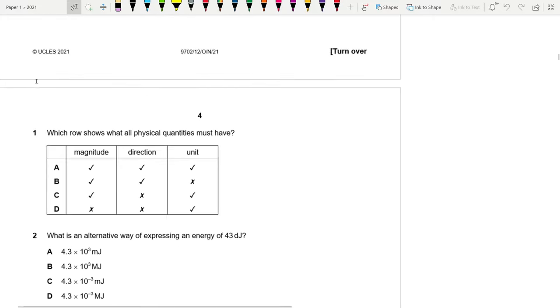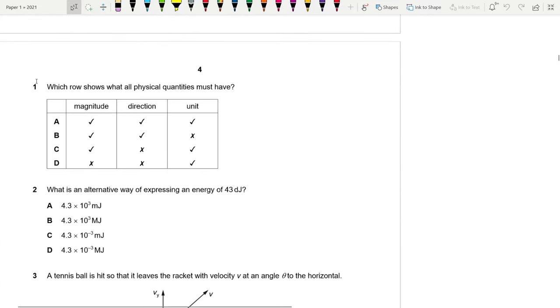Which row shows what all physical quantities must have? Quite similar to variant 1-1. It needs magnitude and unit. Direction is not essential. Direction is essential for a vector quantity, but not all quantities, okay?